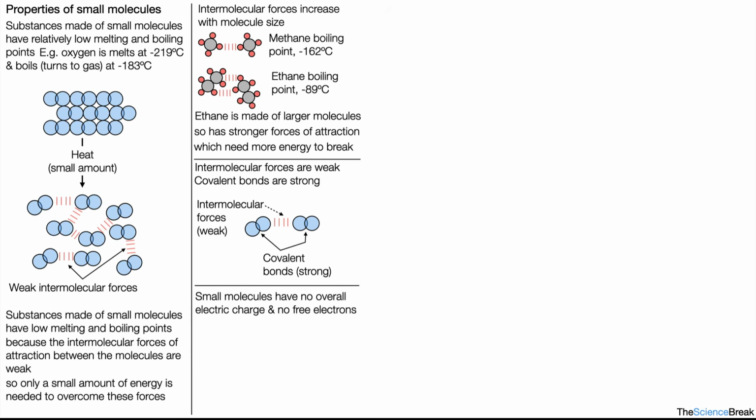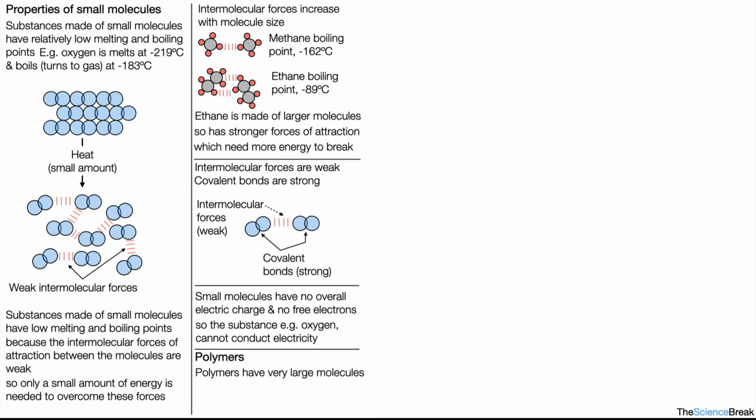Small molecules have no overall electric charge and no free electrons. That means the substance, for example oxygen, cannot conduct electricity. There's no free electrons to move around. So that's the key information about substances made of small molecules. We're going to take a look at polymers now.